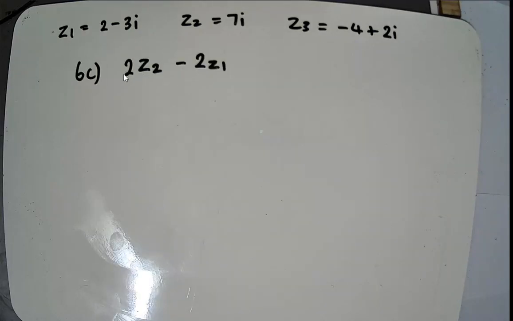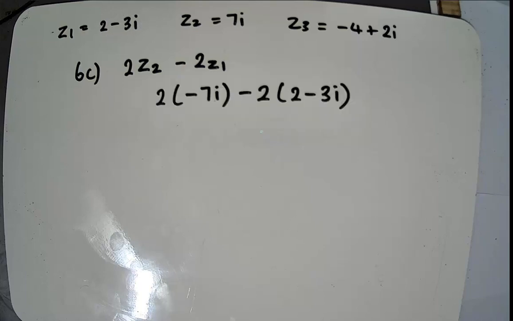In the next example, we have 2z2. Whatever z2 is, which is 7i, this will now mean I have to substitute the 7i where I see z2. Now I see minus 2 z1. So wherever I see z1, I will substitute 2 minus 3i. So substituting that, that's what it looks like. This is the first step. Notice that this is the question, and z1, z2, and z3 are given. So I substitute and I get 1 mark just to do that.